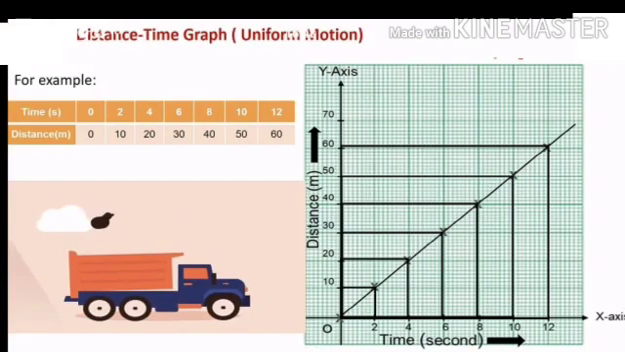Now let us see the distance time graph for uniform motion. A body has a uniform motion if it travels equal distances in equal intervals of time. For example, a truck or a car running with a constant speed of say 10 meters per 2 seconds will cover equal distances of 10 meters every 2 seconds. So its motion will be uniform. Thus, the distance time graph for uniform motion is this straight line as shown in the figure.